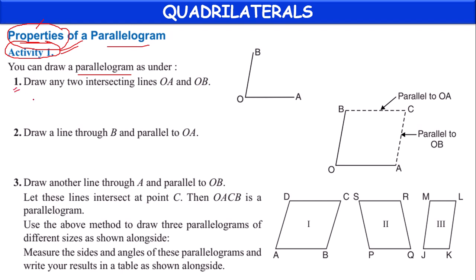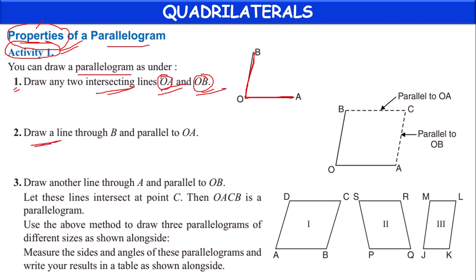First step, draw any two intersecting lines OA and OB, intersecting at O. This OA and OB are called intersecting lines. So first we have to draw the intersecting lines OA and OB. That is the first step.